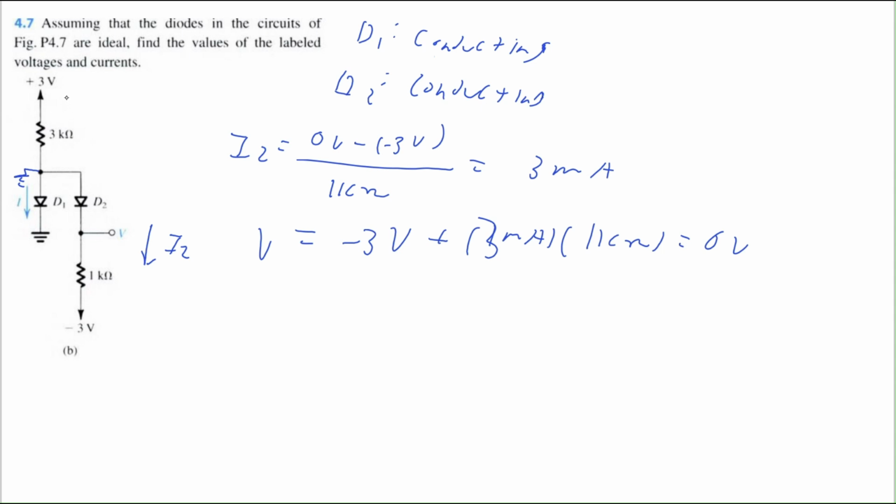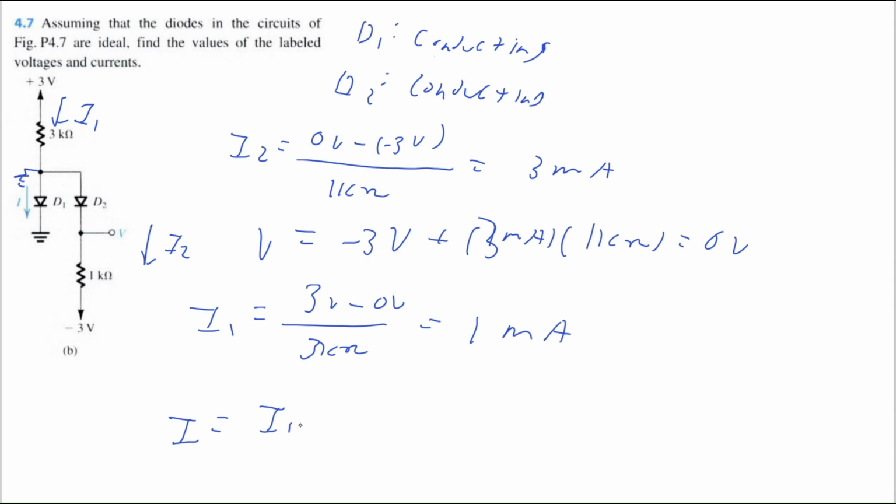Now, what about this current here? Label this I1. I1 is equal to 3 volts minus 0 volts divided by 3 kilo ohms, which is equal to 1 milliamp. Okay, so that means that, again, I is equal to I1 minus I2, which is equal to 1 milliamp minus 3 milliamps, which is equal to a negative current.